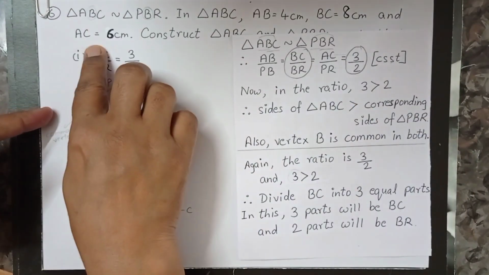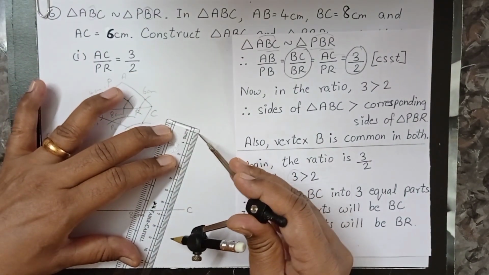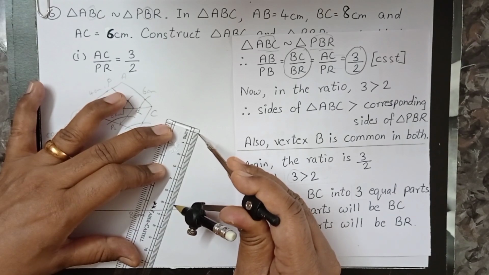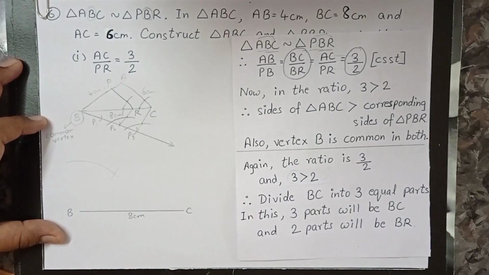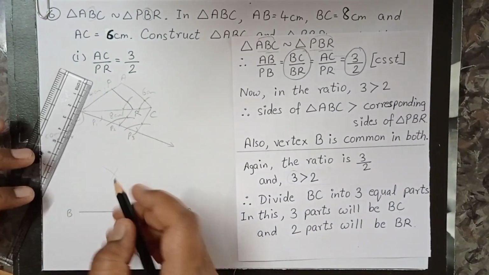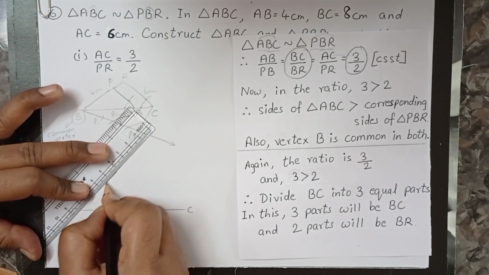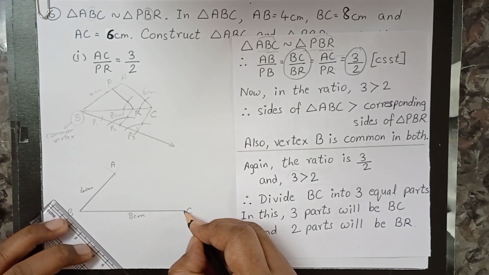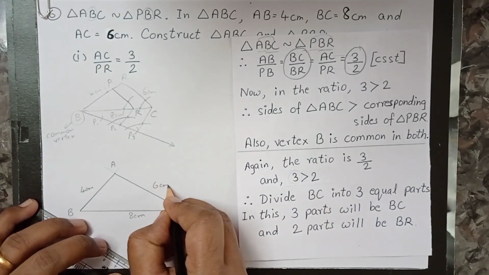Next, you have AC equals to 6 centimeter. So take 6 centimeter on the compass. This is 6 centimeter. And then from point C, you have to make a cut. You don't need this extra arc, so I'm just removing it so that your construction looks neat. So this is your point A. A to B. This is your side AB, which is 4 centimeter, and side AC, which is 6 centimeter. So this is your triangle ABC.